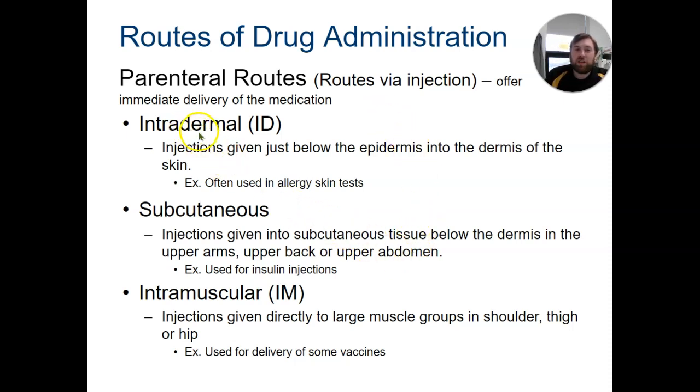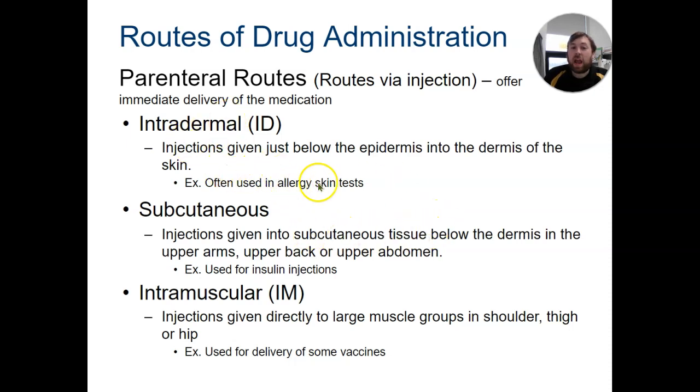One kind of injection is an intradermal or ID injection. This would go directly below the epidermis into the dermis of the skin. You don't need to know the layers of the skin. Just know that the epidermis is the highest layer, the closest layer to the surface, and the dermis is just below it, and there's a subcutaneous layer followed by muscle right underneath of it.